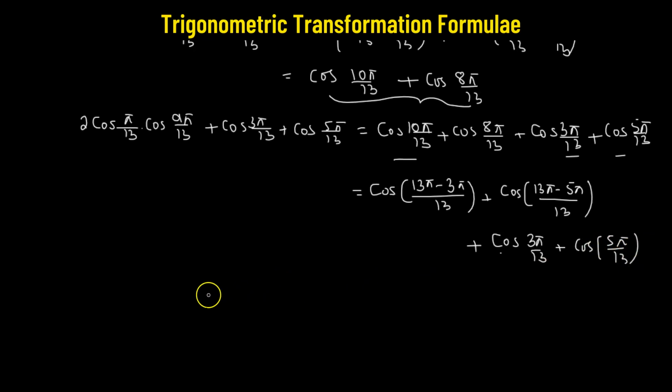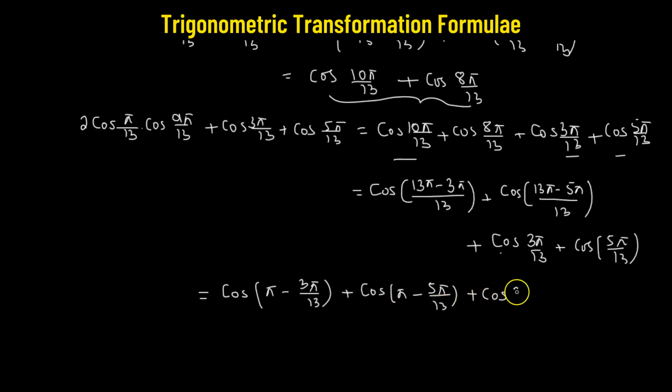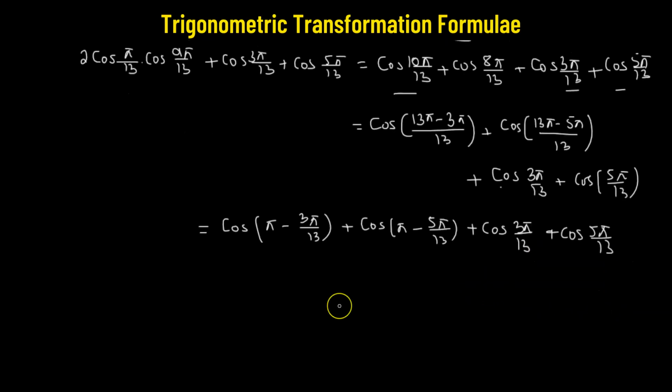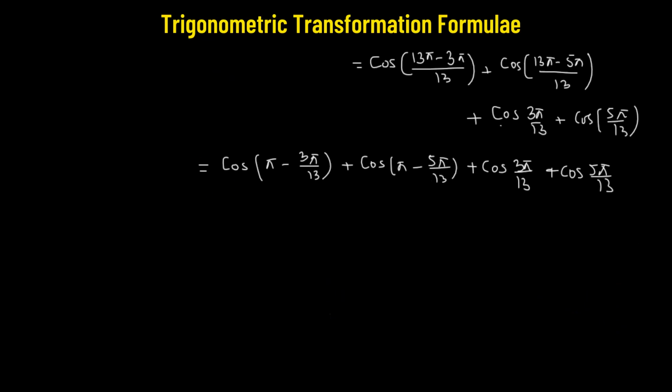Okay, so now we can further simplify it to get cosine of, so here we have 13 pi over 13, so we get cosine of pi minus 3 pi over 13. The second term will become cosine of pi minus 5 pi over 13. Then the remaining 2 terms, cosine of 3 pi over 13 plus cosine of 5 pi over 13. Okay. Now, the reason why we split or wrote the first term and the second term in this particular fashion, is because we know the value of cosine of pi minus theta.